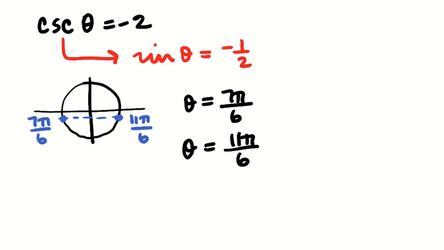Again, because sine is the reciprocal of cosecant, and sine corresponds to the y-coordinate. So the y-coordinate is not very negative, but it is negative. You go down a little bit, that's 7 pi over 6 and 11 pi over 6, like I did in blue.